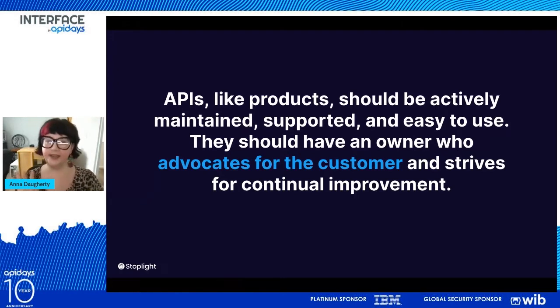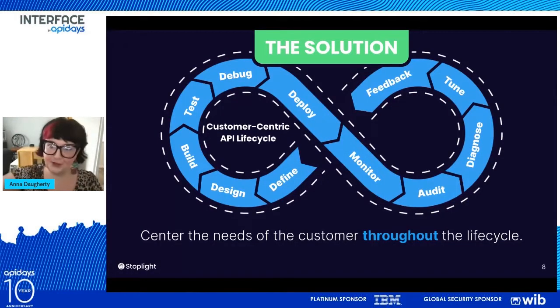That's why we think APIs, just like a product, any product, should be actively maintained. They should be supported. They should be easy to use. Like I've been saying in this presentation, delightful for your customer. And they should have an owner who advocates for the customer and strives for continual improvement, not just delivery. You need someone who understands the customer and strives to advocate for them at every step of this process that we just showed.